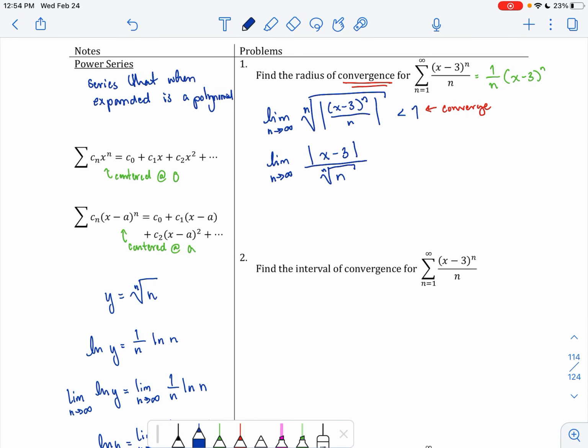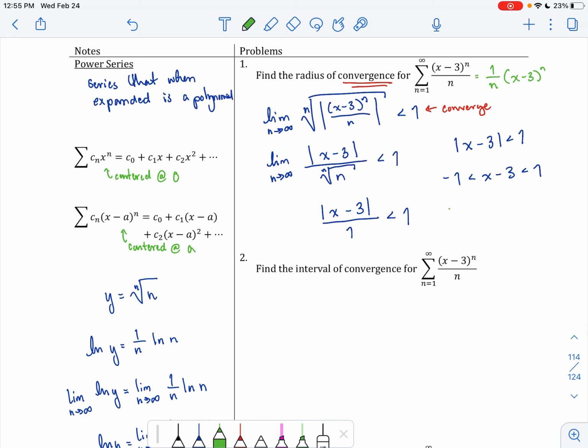But for here, since the numerator has no n value, we can just leave it as absolute value of x minus 3 over 1 is less than 1. So that's the same as saying absolute value of x minus 3 is less than 1. Now, we're finding the radius of convergence here. If we separate this out, this would be negative 1 less than x minus 3 less than 1. And if you'll notice, step 2 is to find the interval.